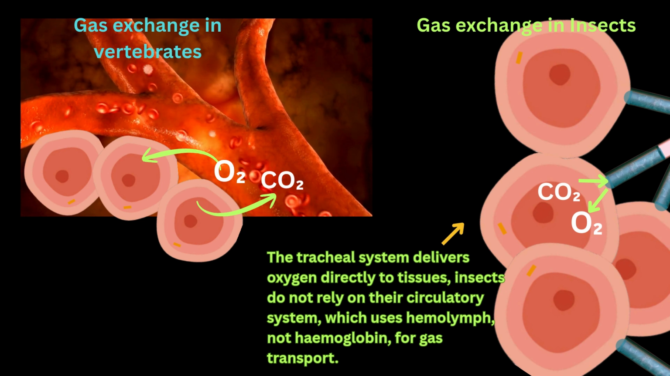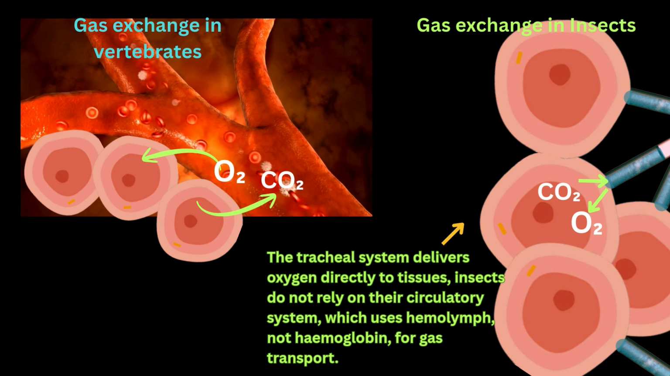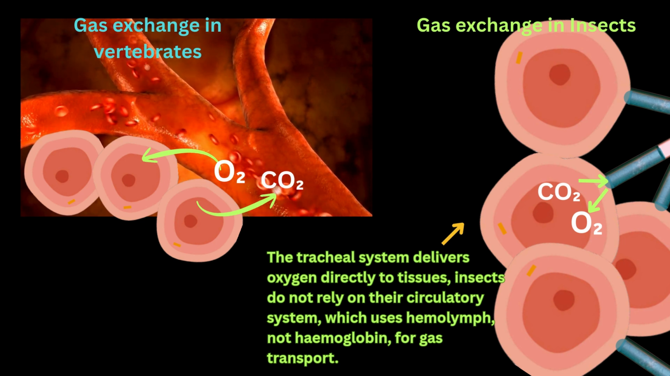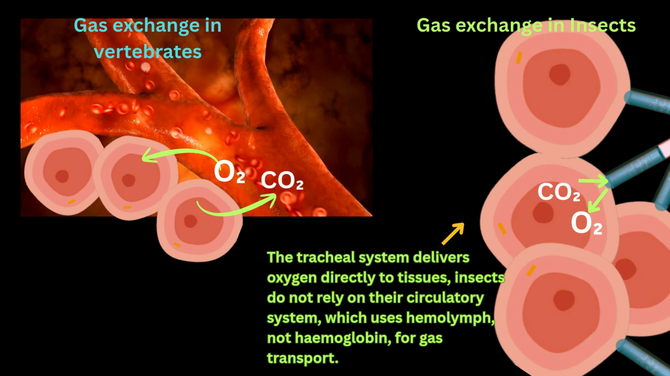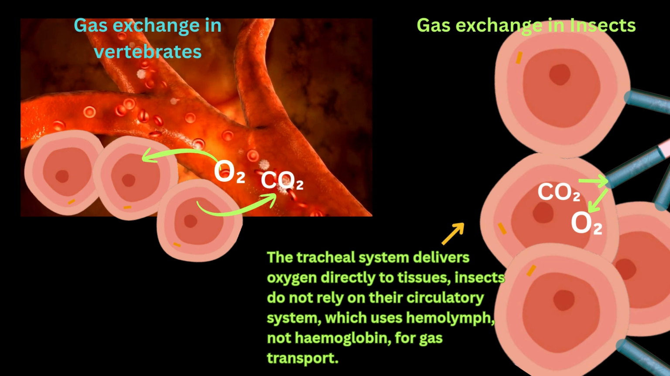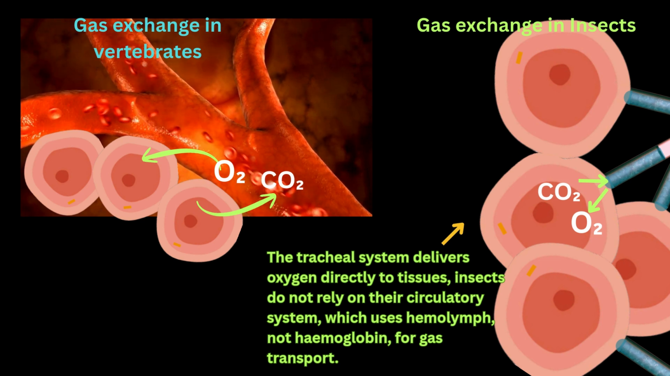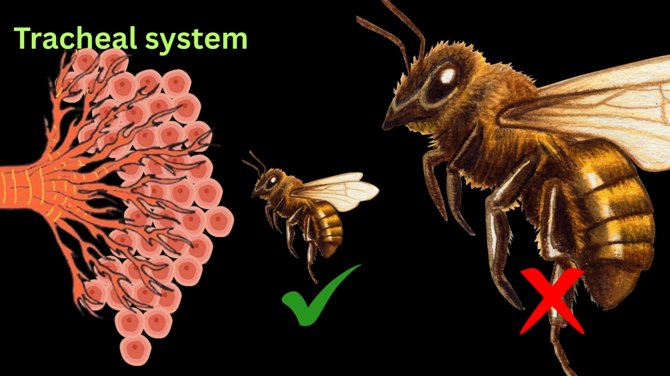Because the tracheal system delivers oxygen directly to tissues, insects do not rely on their circulatory system, which uses hemolymph, not hemoglobin, for gas transport. This is efficient for small body sizes, as diffusion distances are short. However, the reliance on diffusion means that the system is less effective for larger organisms, placing a size limit on most insects.